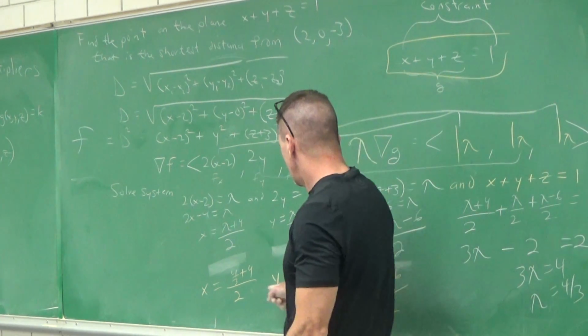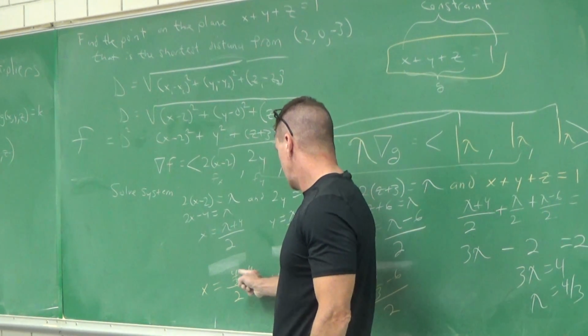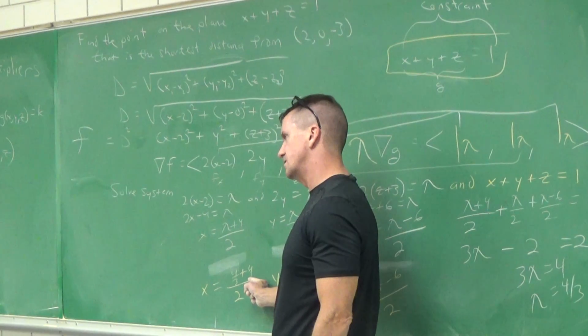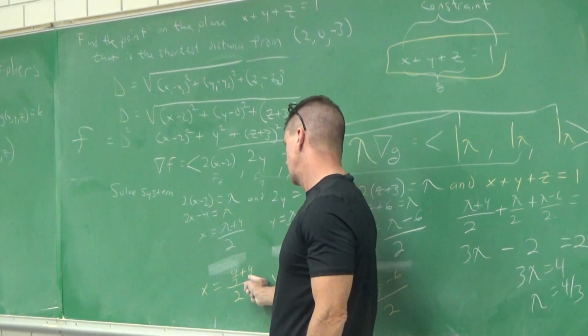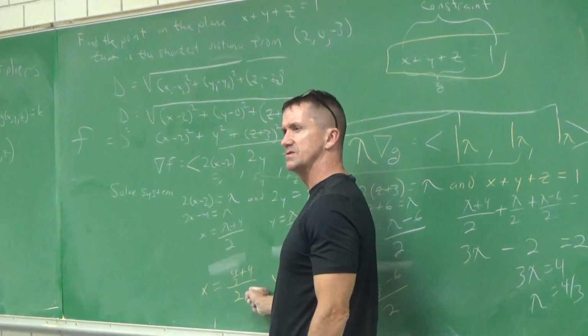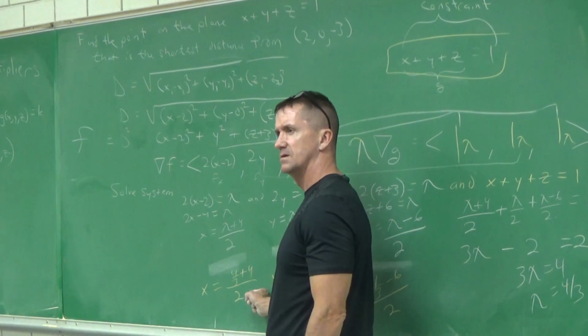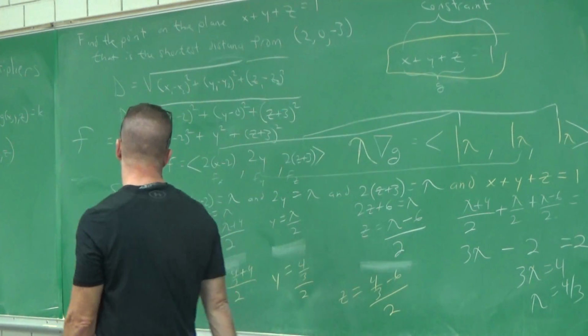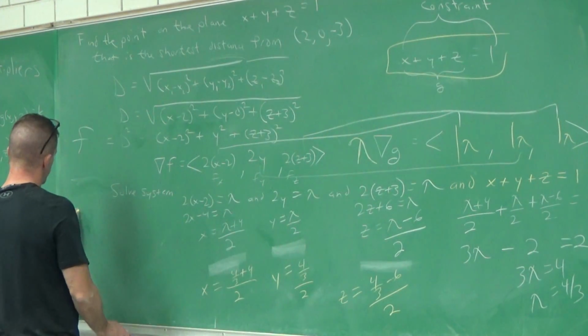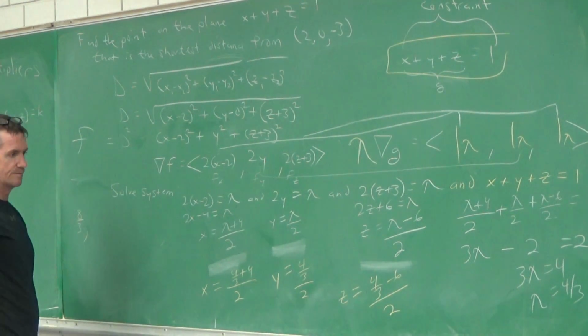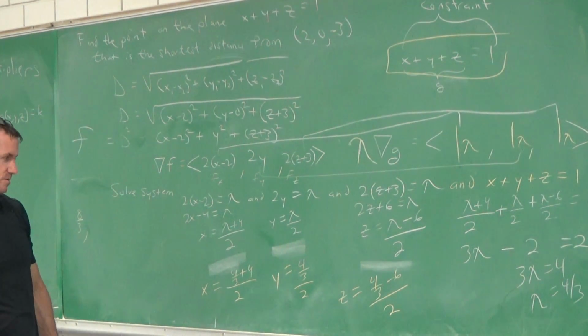4/3 plus 12/3 is 16 thirds, over 2. 16 over 6, what's that reduce to? 8/3. Is that 8 thirds? Mhm. Someone hear that? What's y equal to?